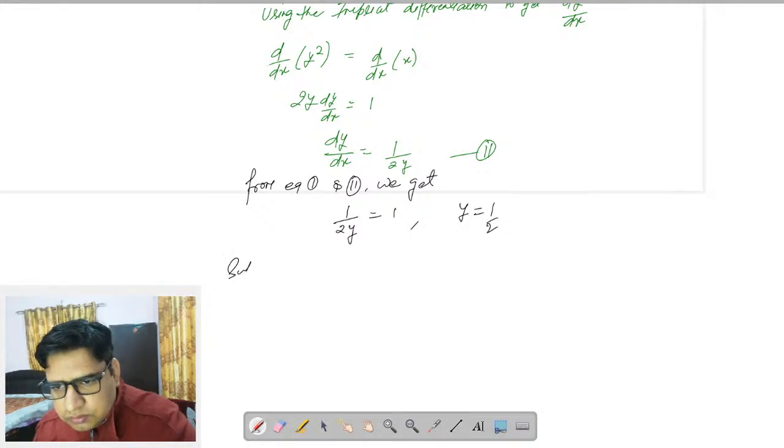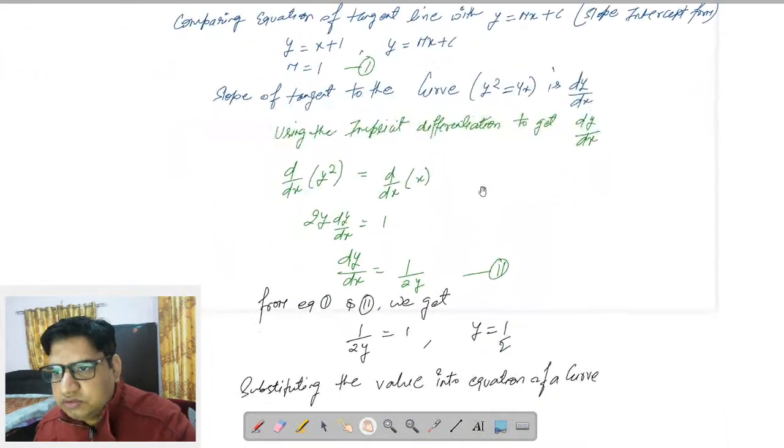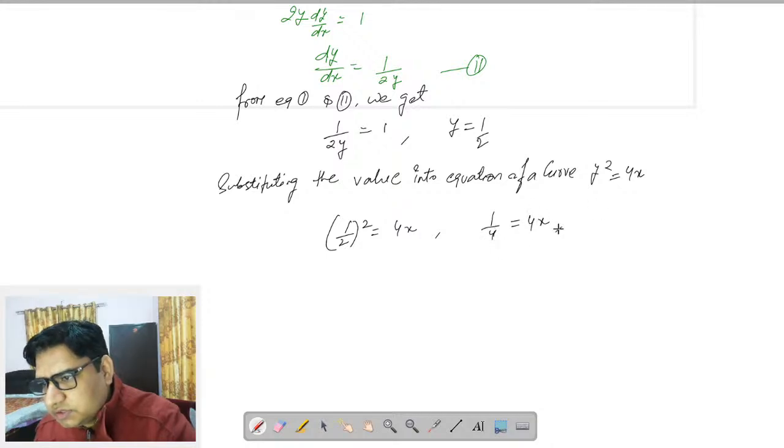Substituting the value into the equation of the curve. The equation of the curve given to us is y square is equal to 4x. So here in place of y we put 1/2: 1/2 square is equal to 4x. So 1/4 into 4x, so x will be equal to 1/16.